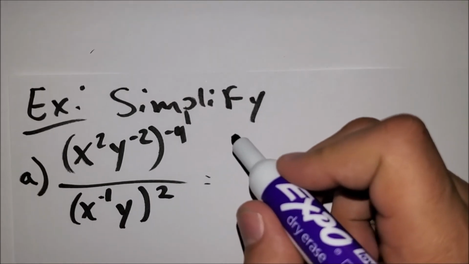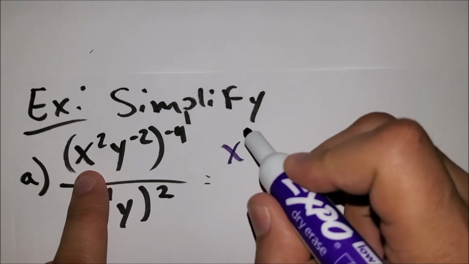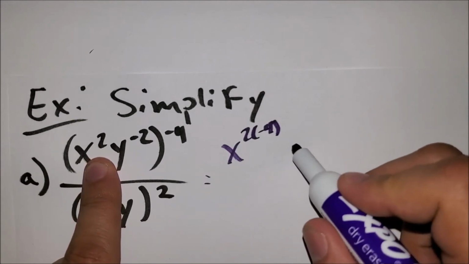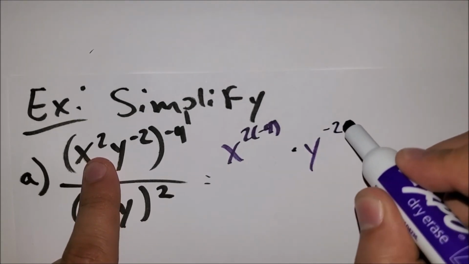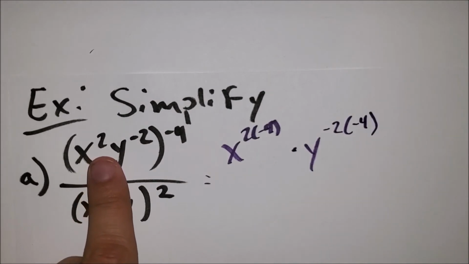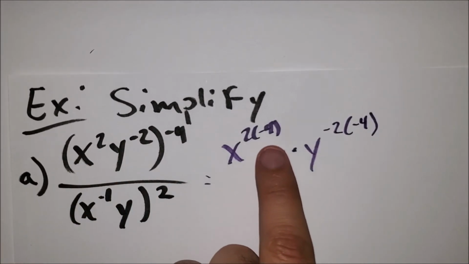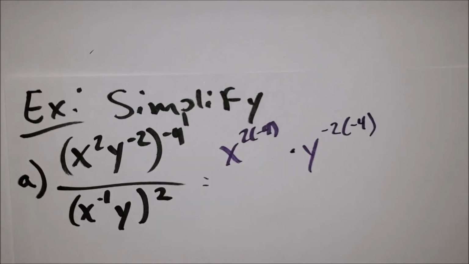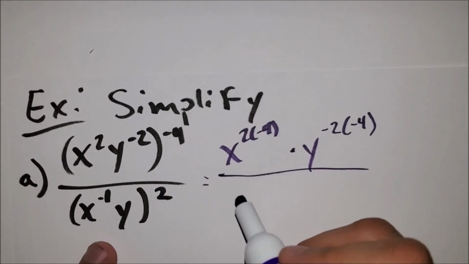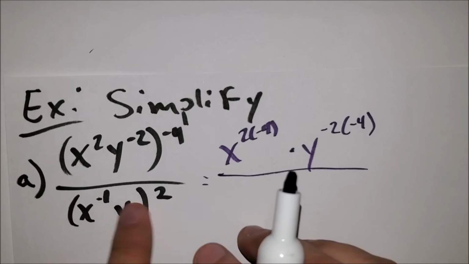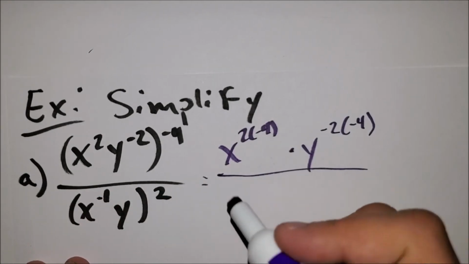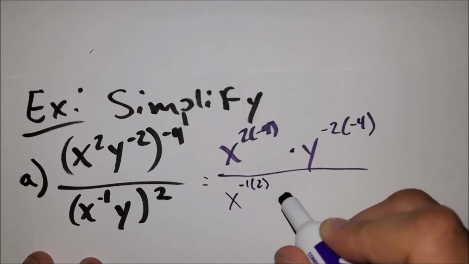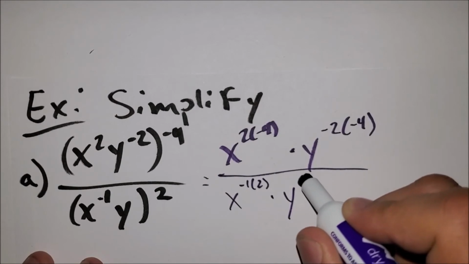So using rules 2 and 3, on our top here, we get x squared times that negative 4, times y to the negative 2 times that negative 4. These each go to each one of these values using combinations of rules 2 and 3. We can do the same thing at the bottom. We're going to bring this 2 and distribute it to both exponents. So this is x to the negative 1 times 2 times y to the 2.